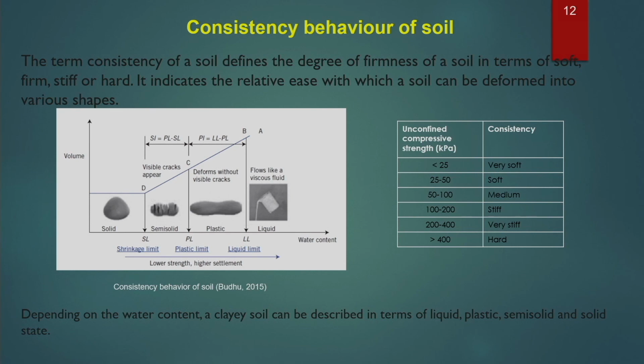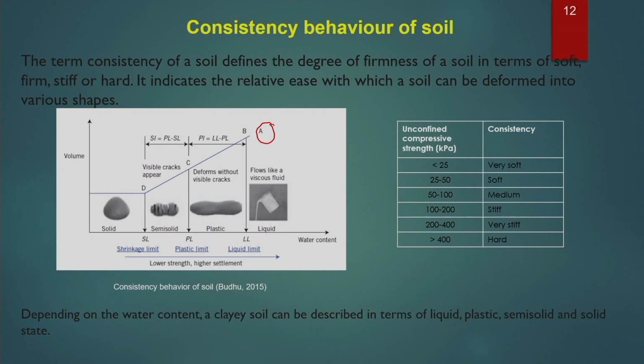Next, we will discuss the consistency behavior of the soil. Consistency behavior of the soil indicates the firmness of the soil, whether the soil is soft, medium or hard. Say for example, take a clay soil and add a sufficient amount of water to it. When we add more water to it, the soil will behave like a liquid. Say for example, if we added a sufficient amount of water and the soil will be in state A, that means it will be behaving like a liquid.